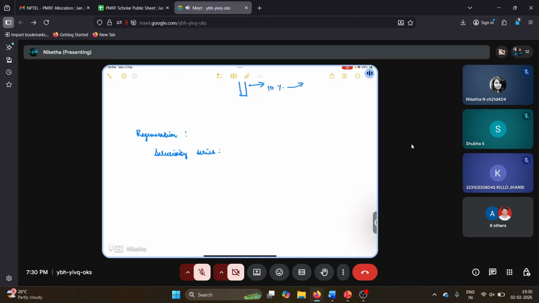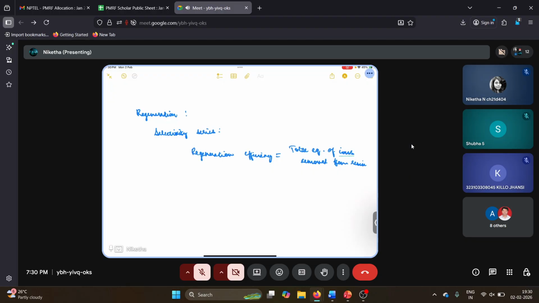And then we have the regeneration efficiency. This is the total equivalent of ions removed from the resin compared to the total equivalent used in the regenerant.